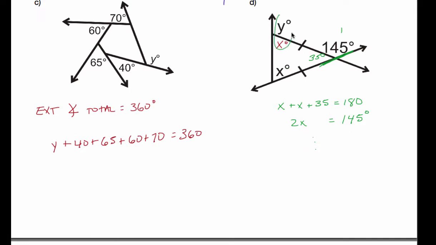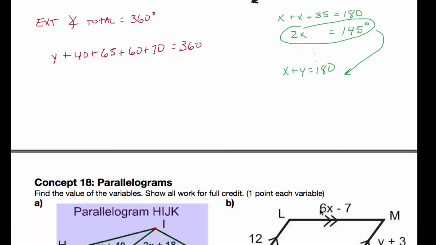And then we know that x plus y, those are also on a line, so x plus y equals 180. So when you get that answer from up here, you're going to plug it in here to solve that one. Okay, so take a look at that problem.